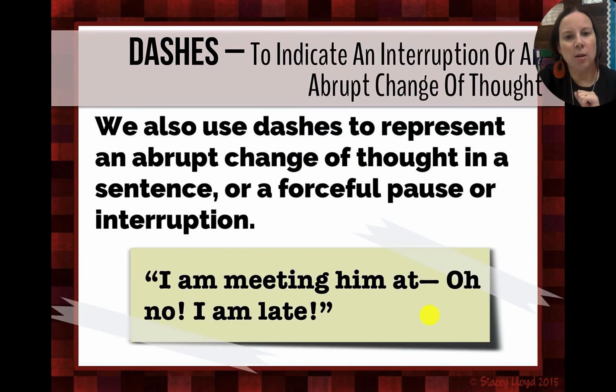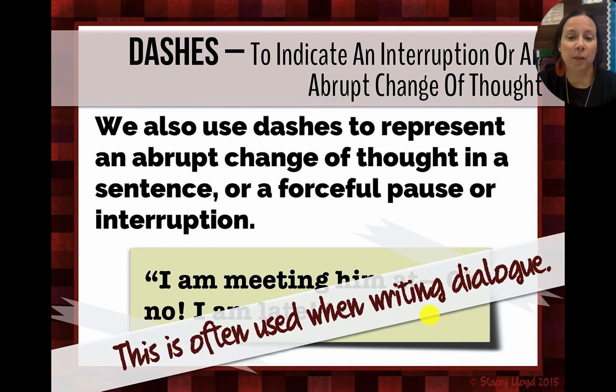Okay, dashes also indicate an abrupt change of thought. Now, this is going to be used in fiction. Okay, I should not see you use a dash like this in a formal piece of writing. So this is going to be used if you're writing fiction, so any creative writing. I am meeting him at—oh no, I am late. So like when you see the dash in a novel, it normally will mean either they just stopped talking or were interrupted by somebody, or there's an abrupt change of thought.